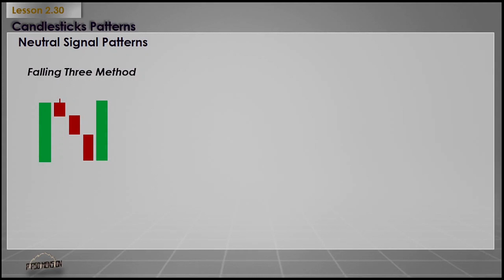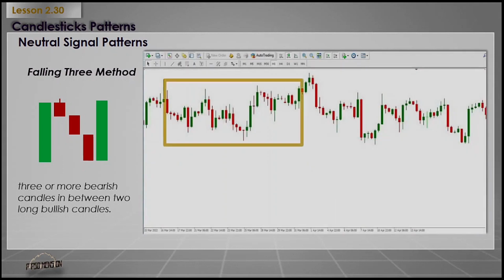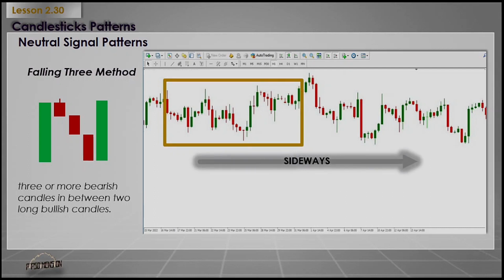This is opposite to the rising 3 method pattern. Here, you find 3 bearish candles in between 2 bullish candles. It shows that although the bears took over the market for 3 consecutive periods, their selling pressure couldn't supersede the bulls. It's another signal for a neutral trend.